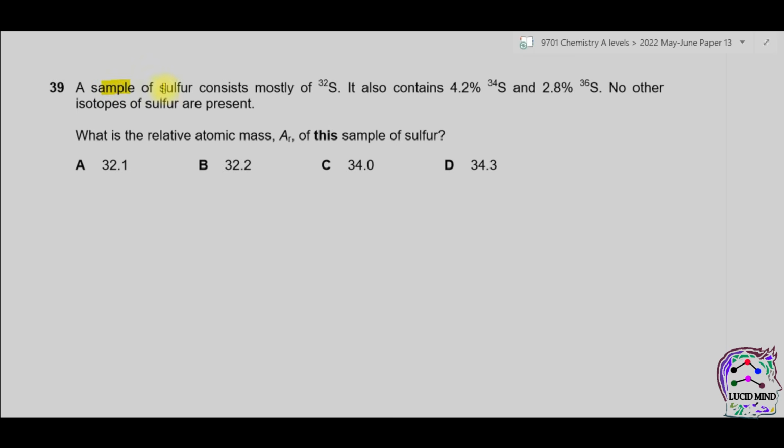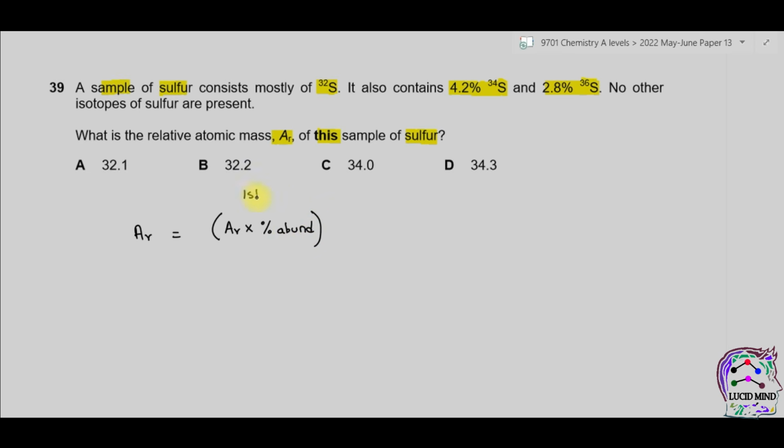Question 39. A sample of sulfur consists mostly of 32S. It also contains 4.2% 34S and 2.8% 36S. No other isotopes of sulfur are present. What is the relative atomic mass of this sample of sulfur? For this one we can use formula. We have atomic mass. It is equal to AR of first isotope, atomic mass of isotope into its percentage abundance.